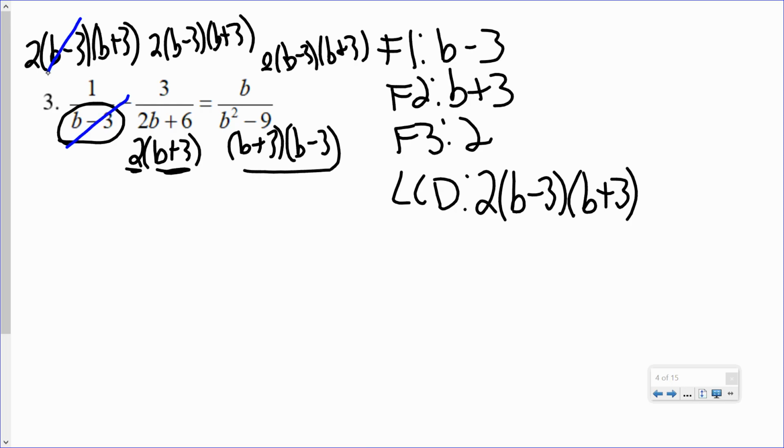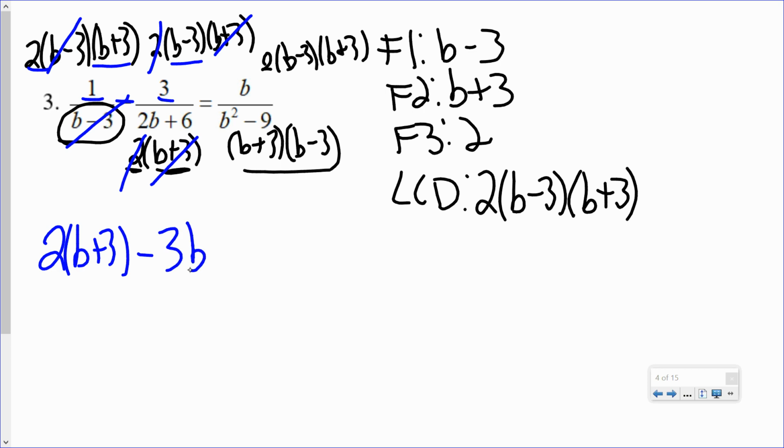B minus 3 and B minus 3 cancel. I'm left with 2 times 1 times B plus 3. So that's 2 times B plus 3. In my second fraction, 2's cancel. B plus 3's cancel. I'm left with negative 3 times b minus 3. So that's negative 3 times b minus 3. In my third fraction, b plus 3's cancel, b minus 3's cancel. I'm left with b times 2, which is 2b. Fractions are gone.